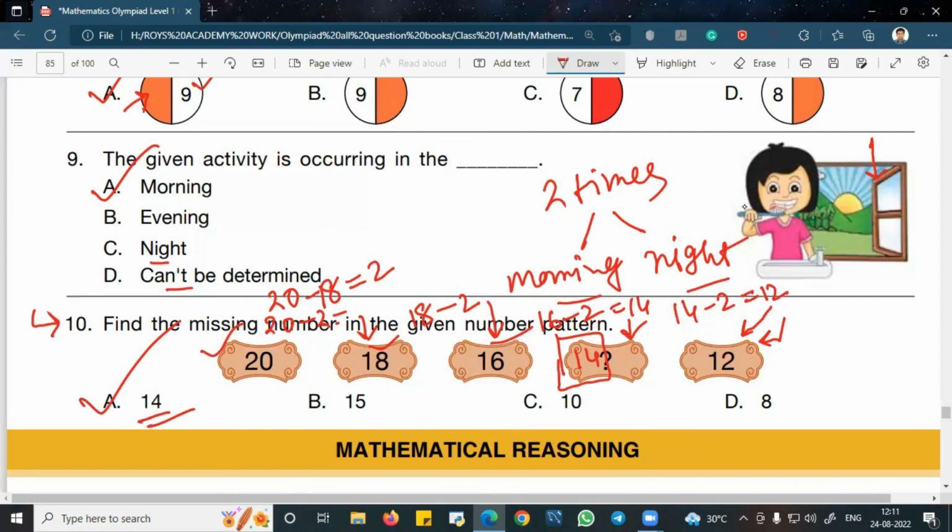Okay, dear student, now we have to finish this section, the logical reasoning section. So we have to conclude this session. In the next session, I will bring the mathematical reasoning part. So till now, I'm ending this session.